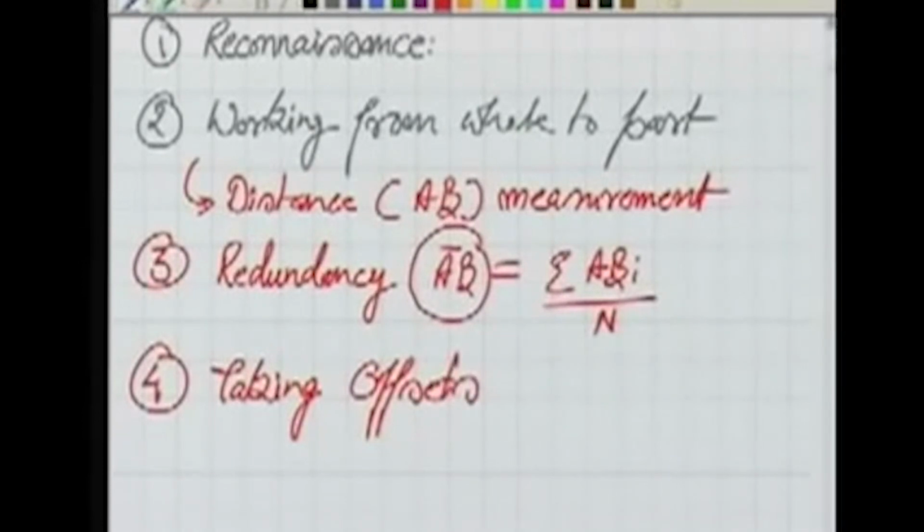Now what are these offsets? Before going to the offsets, I would like to give you one more term, and this term is called field book. Whatever we are doing in the ground, we will take all those observations and record them in the field book. The field book is nothing but a small book, and you can work in the field. You use your pencil to write on that field book.